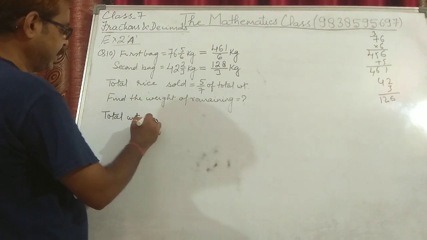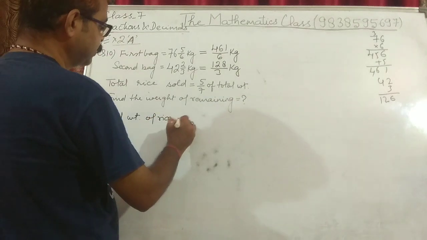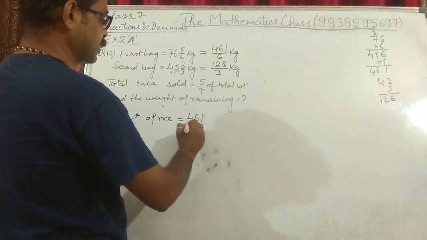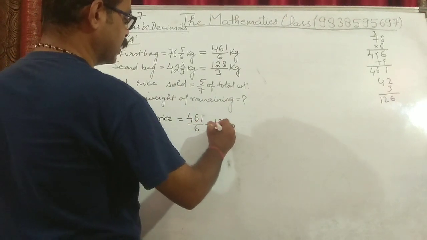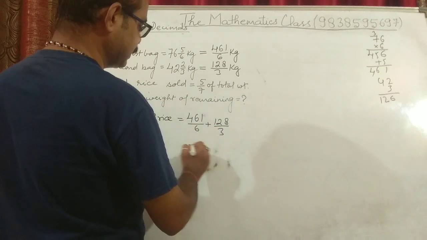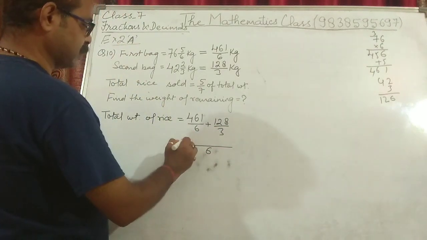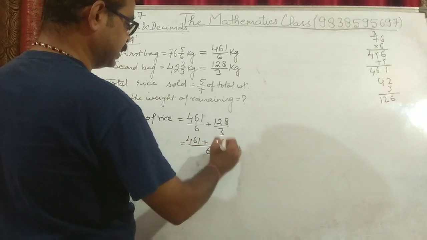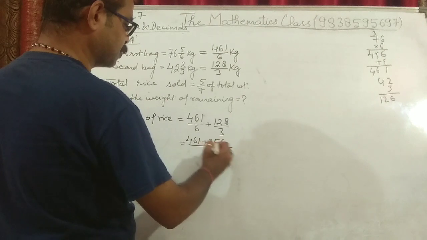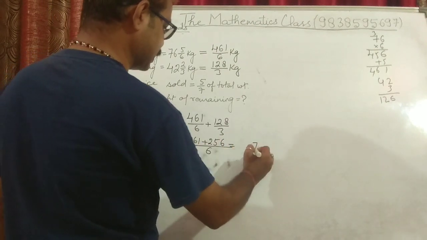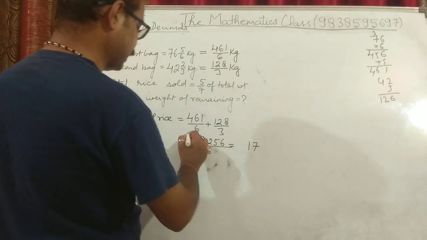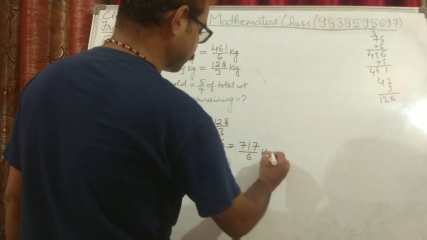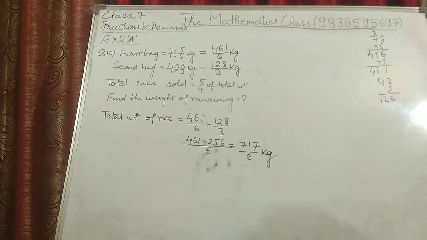Total weight of rice means whatever was in the first bag plus the second bag, meaning 461 upon 6 plus 128 upon 3. So the LCM will be 6. 6 divided by 6 is 1, so it becomes 461 plus 3 times 6, 2 8s are 16, 2 2s are 4 plus 1 is 5, 2 1s are 2. So the total comes out to be 617, 5 and 6 is 11, 1 and 1, 5 and 2, 717 upon 6 kg of rice is there in total.